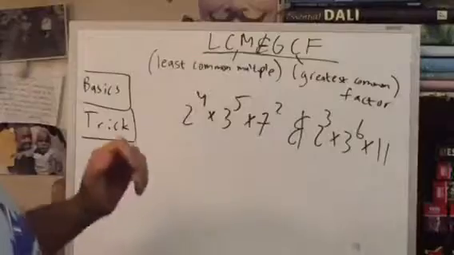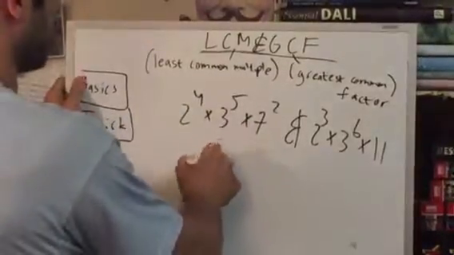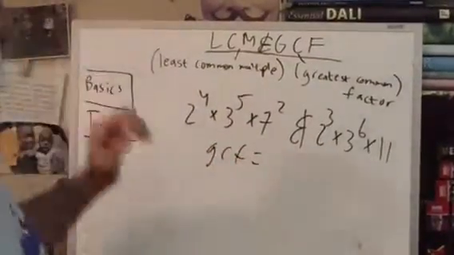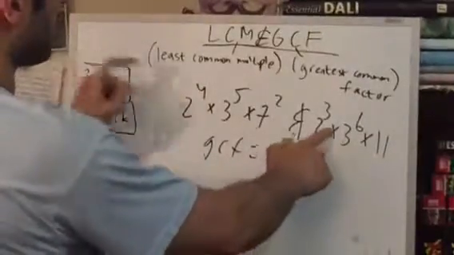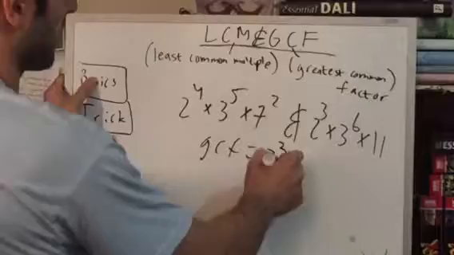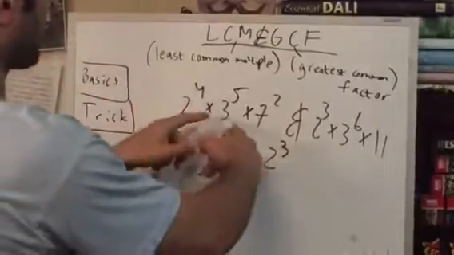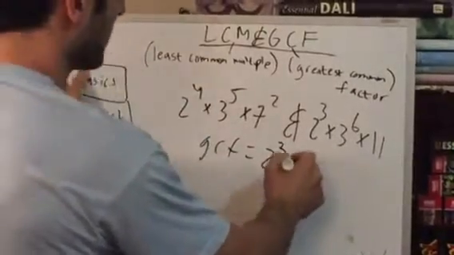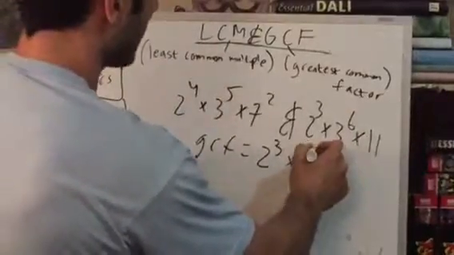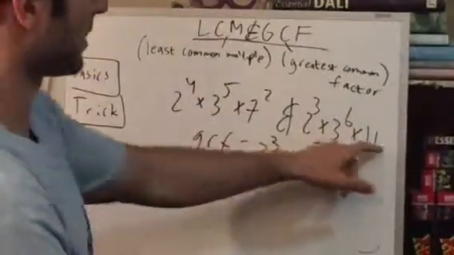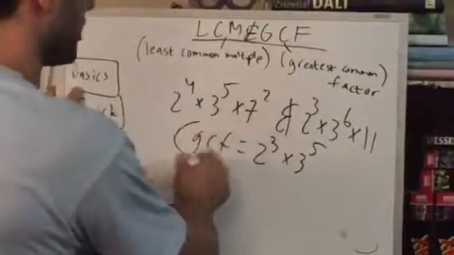all right, so for the GCF, let's do that first. What do these two have in common? They have 2's. What's the minimum of the powers? It's a 3. All right, how about the next prime number? They have 3's in common. What's the minimum of these powers? It's a 5. And they have nothing else in common. So that's it. There's your GCF.